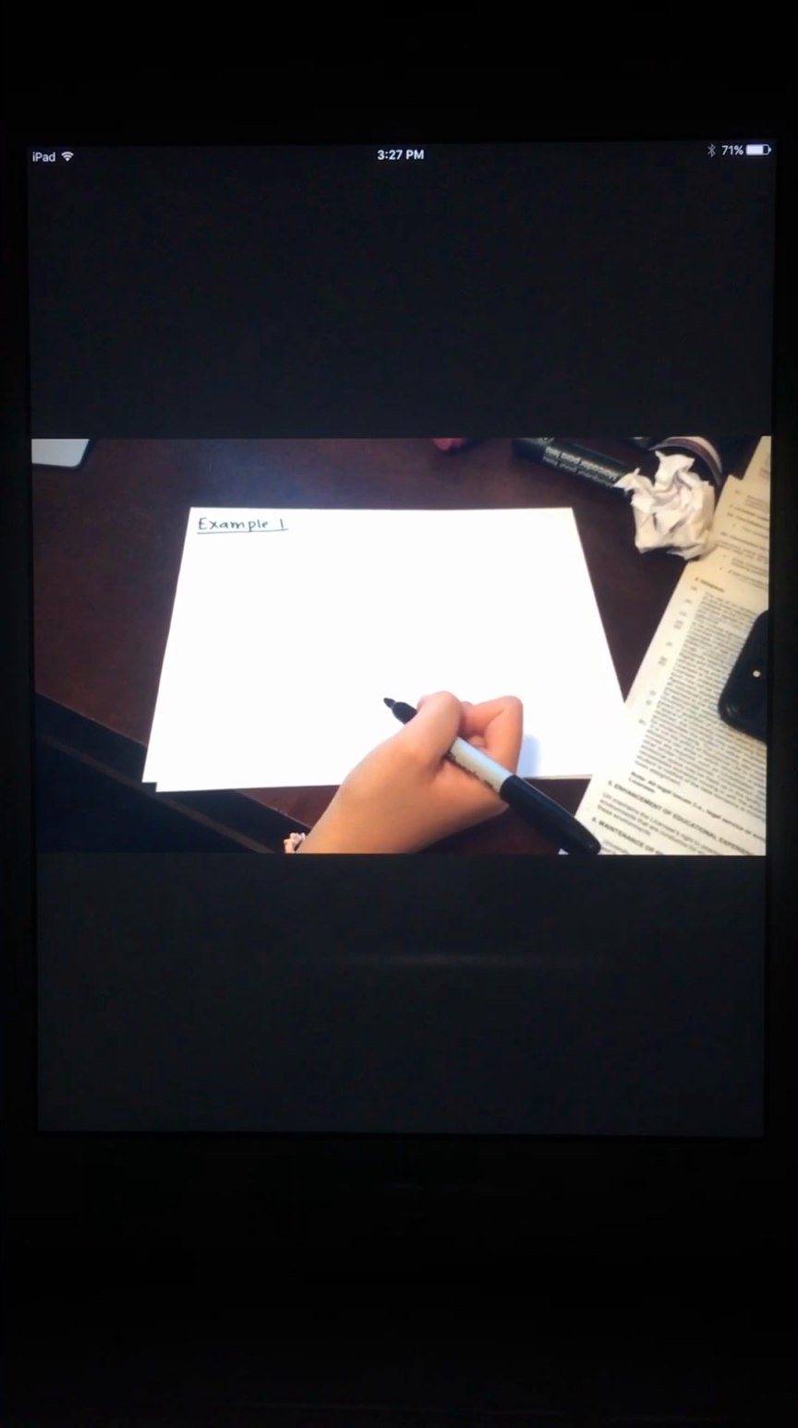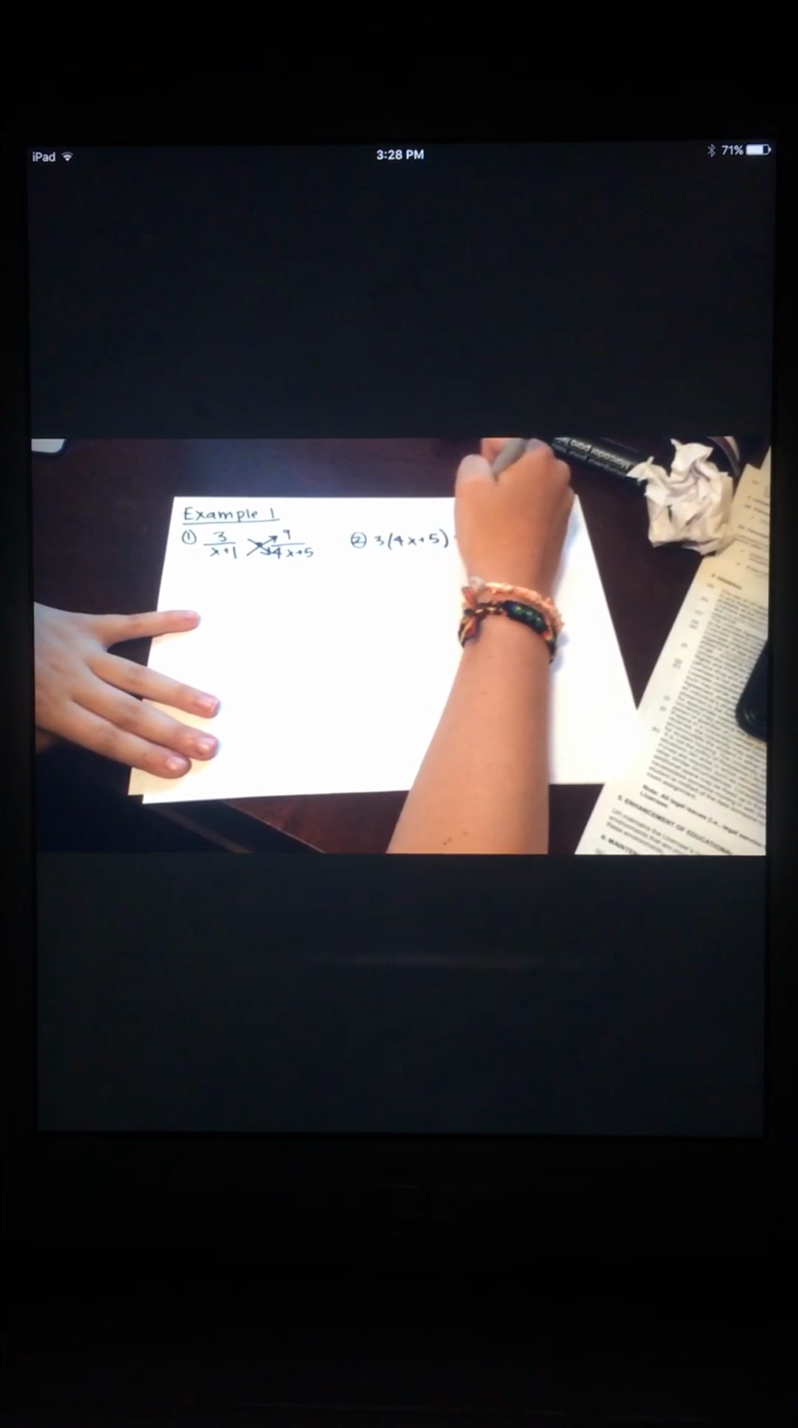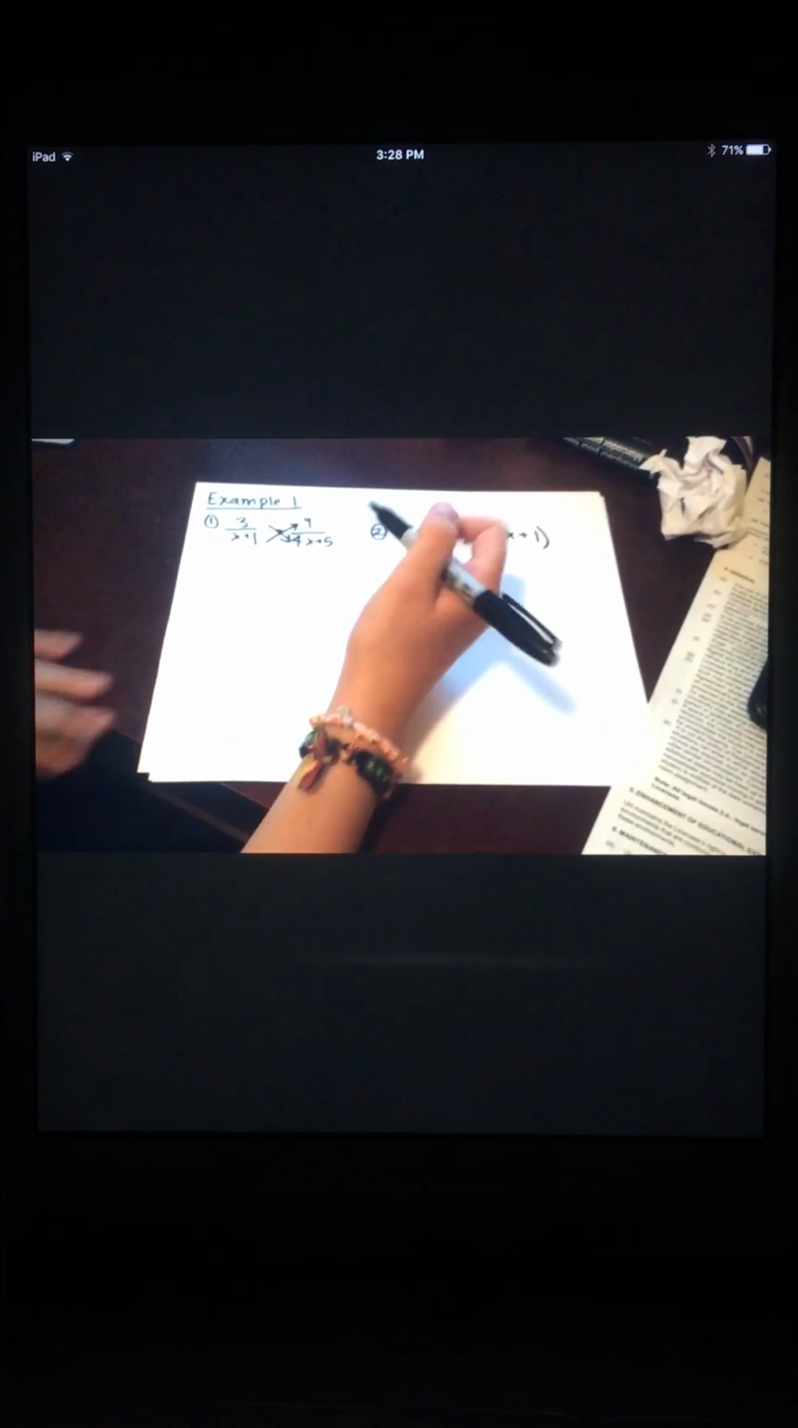Now we are going to try an example all together. So write out your equation. So now you're going to cross multiply, like that. What I did is I multiplied the 3 with the 4x plus 5 and the x plus 1 with the 9, right there. Next, we're going to have to distribute.